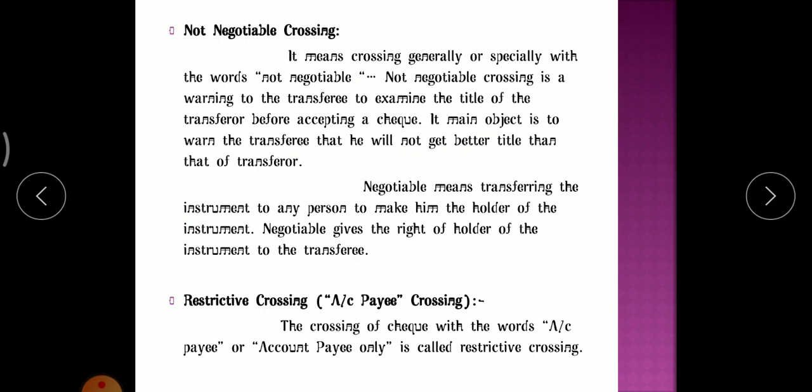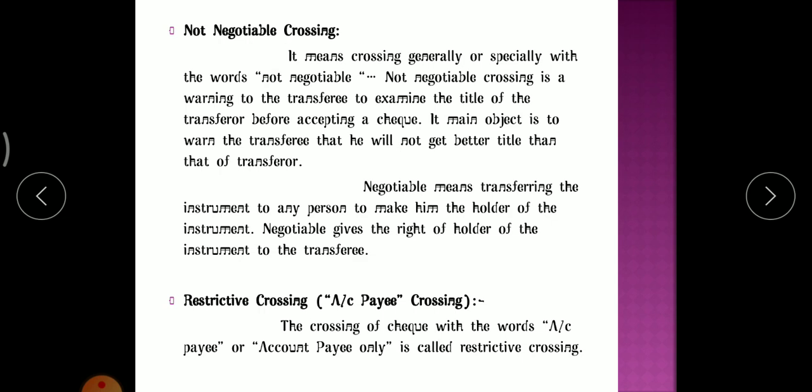Now, what is a not negotiable crossing? Okay, it is a new word for you. Let's see. It means crossing generally or specifically, especially with the words "not negotiable." Not negotiable crossing is a warning to the transferee to examine the title of the transferor before accepting a check. Okay, clear?